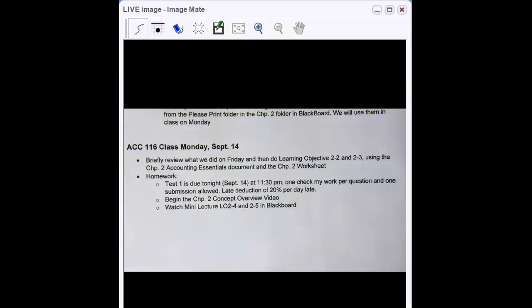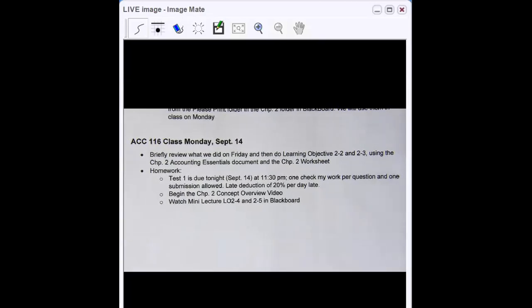Okie doke. So let's talk about what we're going to be doing in class today. We're going to start with a brief review of what we did on chapter 2 on Friday, which was learning outcome or objective 2-1. Today we're going to go over learning outcomes or objectives 2-2 and 2-3. To do that, we're going to be using the Accounting Essentials document that we used last time, but we're also going to be using a worksheet because we're going to go right into problems. I want to be able to demonstrate the concepts that we're learning right away.